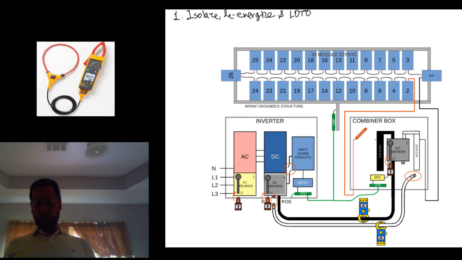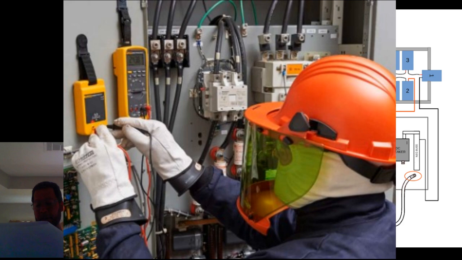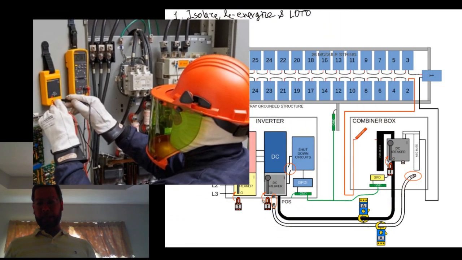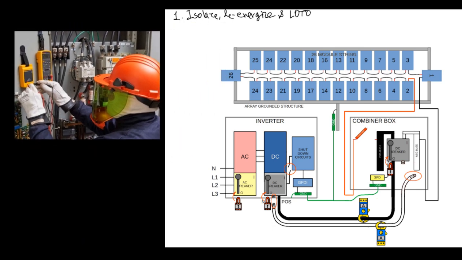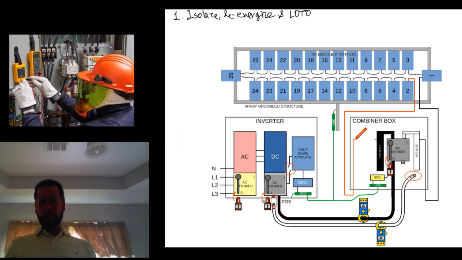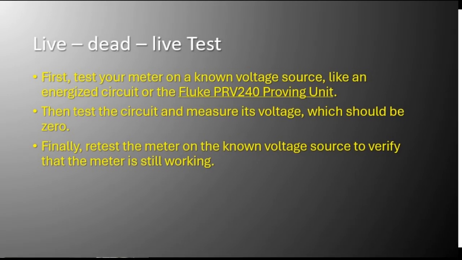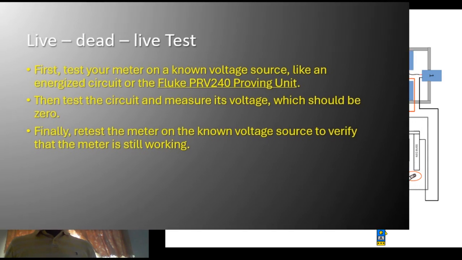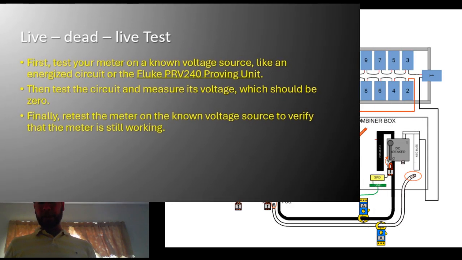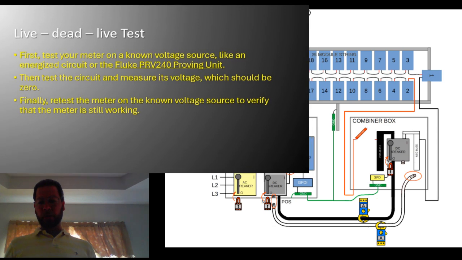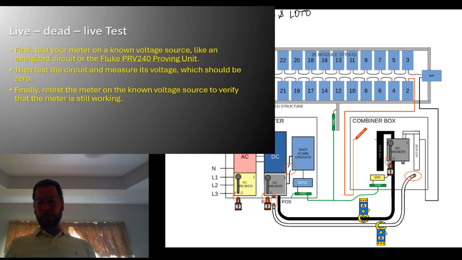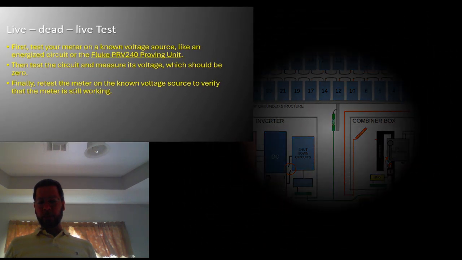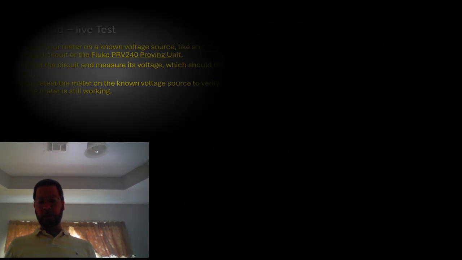2. Use live-dead-live testing to ensure the circuit is de-energized. A live-dead-live test is essential to verify that the circuit is off. First, test your meter on a known voltage source, like an energized circuit or the Fluke PRV240 probing unit. Then test the circuit and measure its voltage, which should be 0. Finally, retest the meter on the known voltage source to verify that the meter is still working.